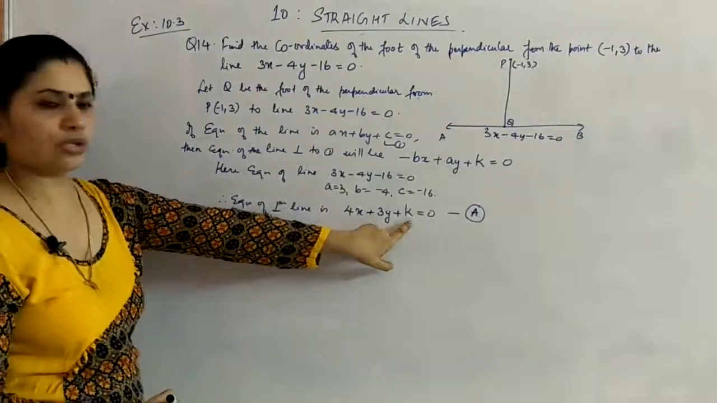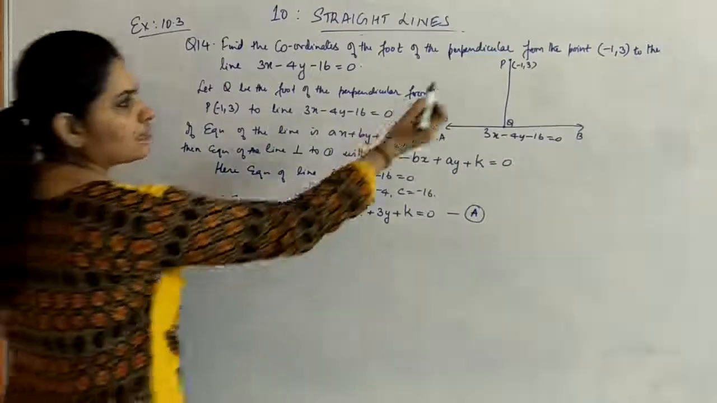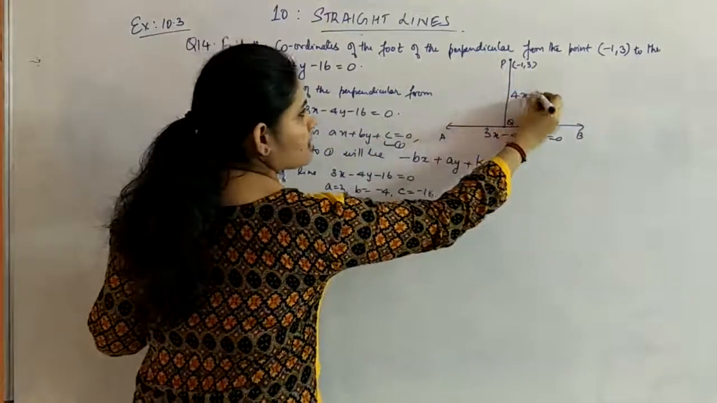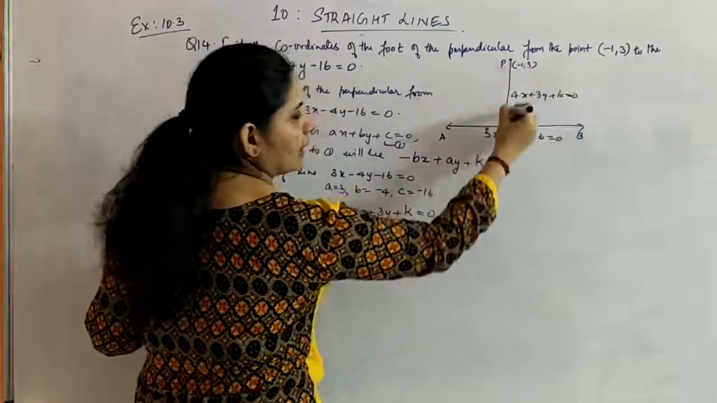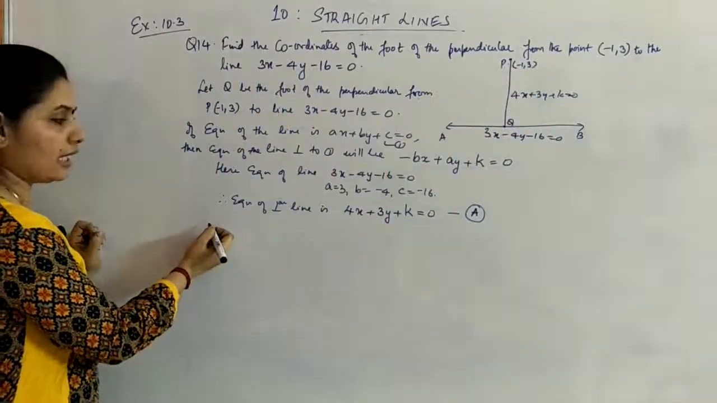Now we need to find out this constant so that we get the equation of the line. For that, we have this point on this line. Your equation is actually 4x plus 3y plus k equal to 0, and we know that this point is on that required line. So that point will satisfy the equation of the line.